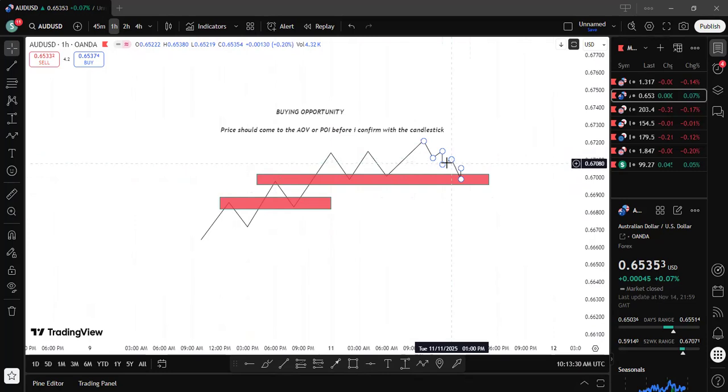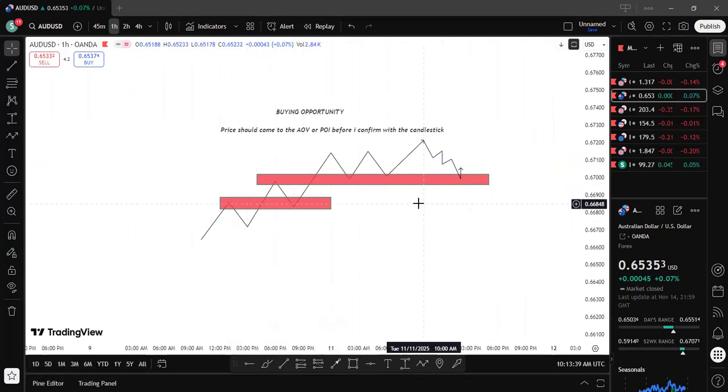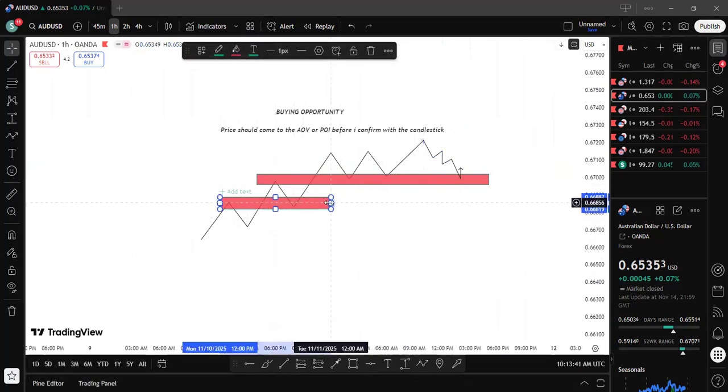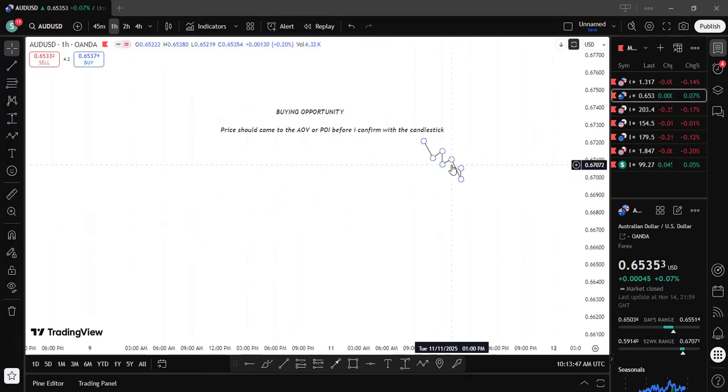So we only use the candlesticks at the area of entries, together with the areas of entries, the area of value or the point of interest, to confirm our trades. I hope it makes sense. So we don't just rely on candlesticks. We use them together with other tools to get a profitable setup.